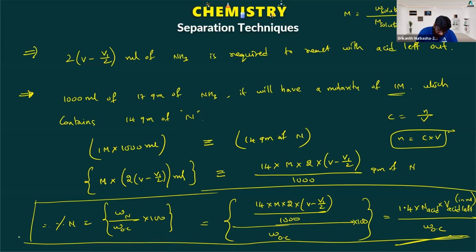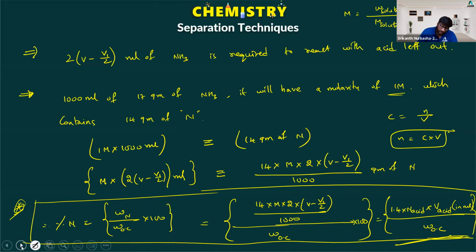So here we have just derived the formula so that you can understand how we are actually doing the titration and all, like which equivalents are actually equivalent to which other species. So 1.4 into normality of acid, because 2 into molarity is nothing but normality, into volume of acid neutralized with ammonia in ml, divided by weight of organic compound. So this is the formula to actually calculate the percentage of nitrogen.